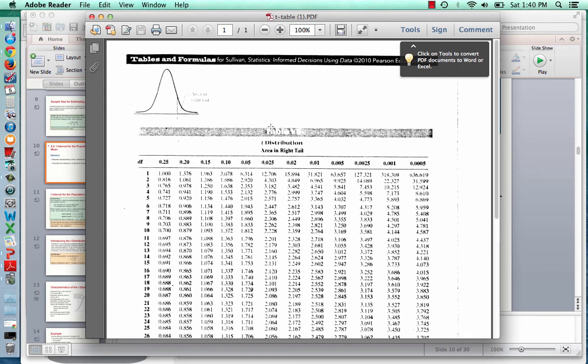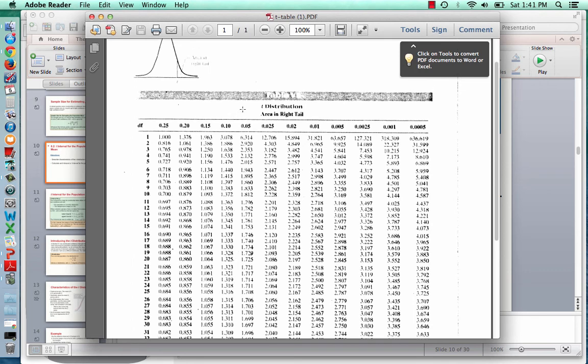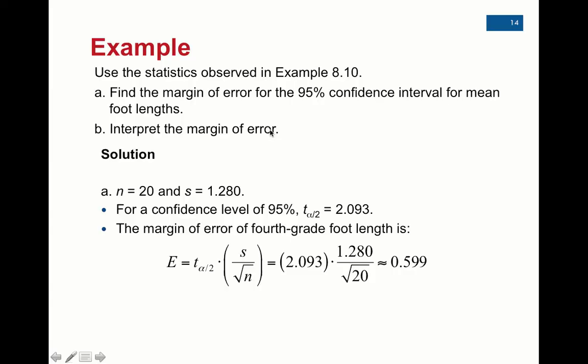Now, this table is a little different from the normal table in that the row above is telling you the area in the right tail. And then we pick the correct column and then we scan down until we find the correct degrees of freedom. And remember, degrees of freedom is n minus 1. So if we're doing a 95% confidence interval, then we're looking up 0.025, like I typed in the calculator. You scan down until you get to 19 degrees of freedom and see the 2.093. That's how they got that value here, same as the calculator.